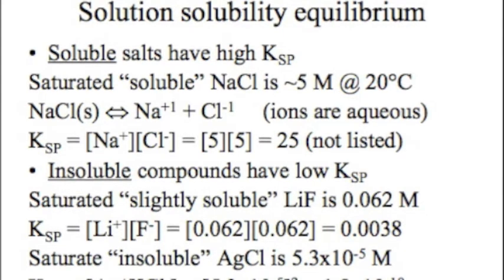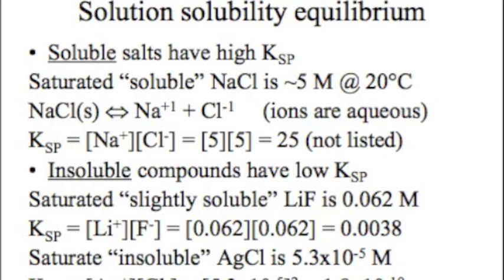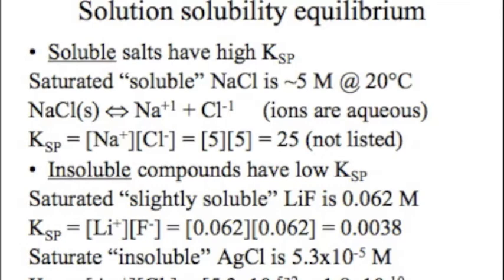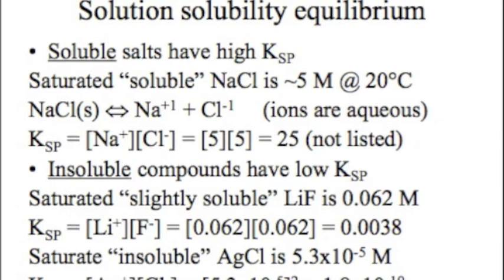The Ksp then would be the products only, where we ignore the reactant, would be 5 molarity times 5 molarity equal to 25. That's a big number, and I say it's not listed. What do I mean exactly?